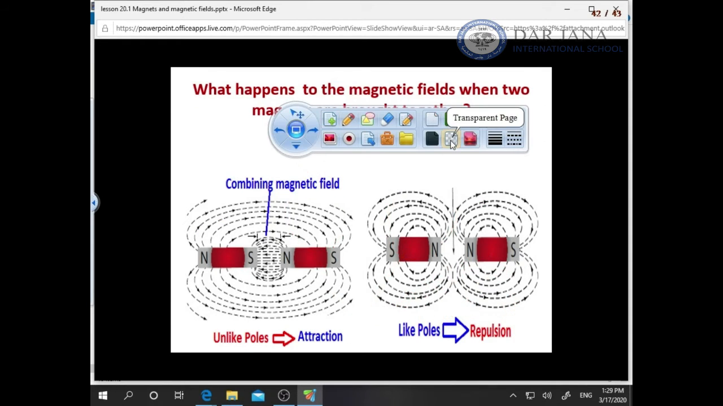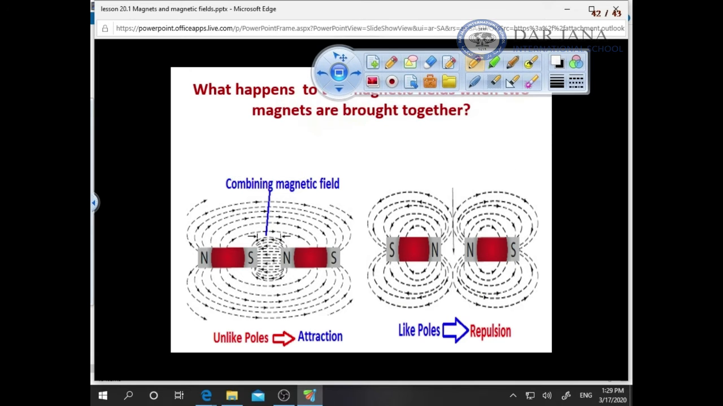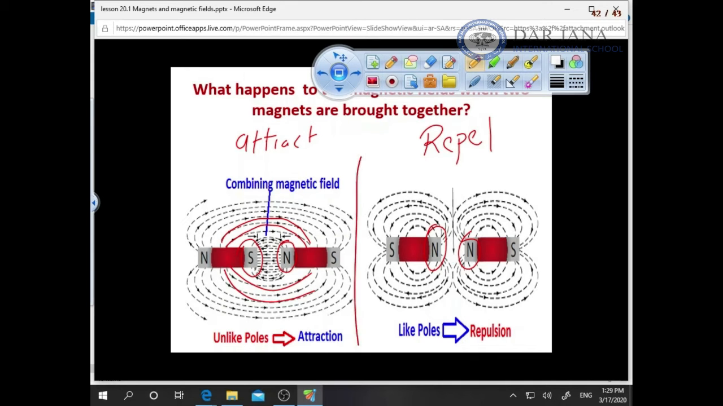So as I said, different poles attract, same poles repel. Here the two magnets repel each other. Here the magnets attract each other. As we can see here, in the first case, the magnetic field lines are combining. In the second case, the magnetic field lines are separating.